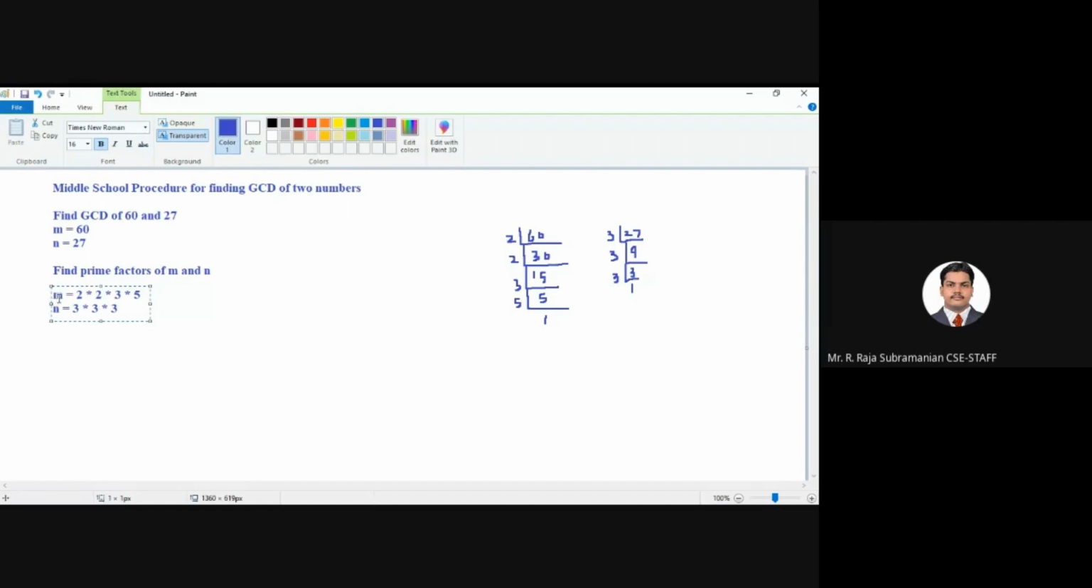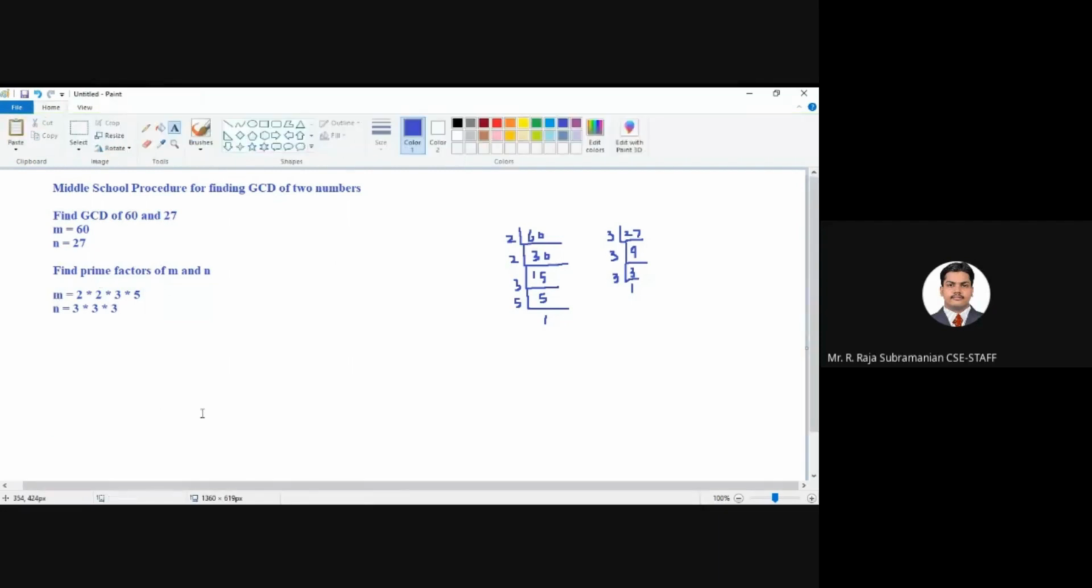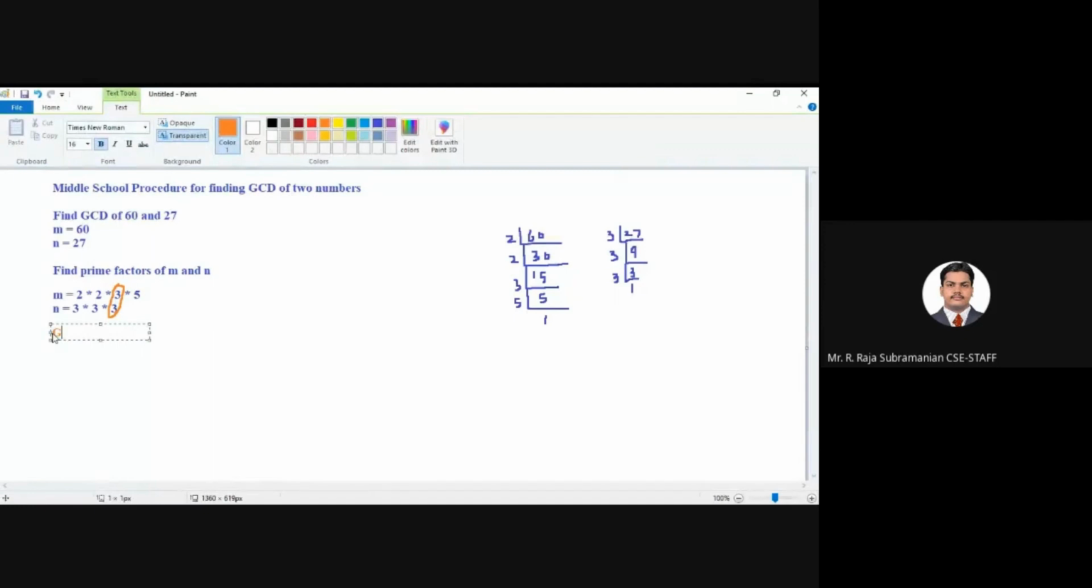Right. Now, what you have to do is find the common prime factors. What are the common prime factors available here? 3. So circle the common prime factors. That alone will be the GCD. So that's it. Problem over. So the GCD is equal to the common prime factors. If there are more than one common prime factors, multiply all. Right. So the answer is 3.